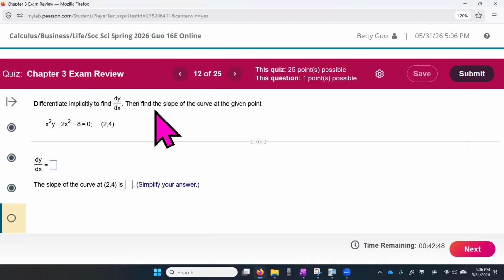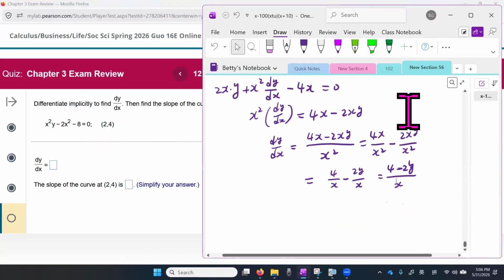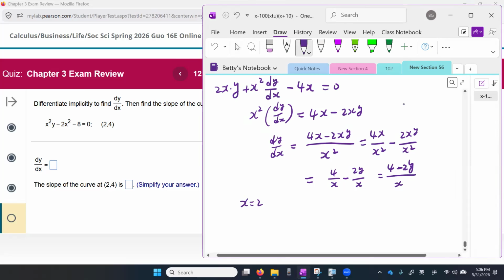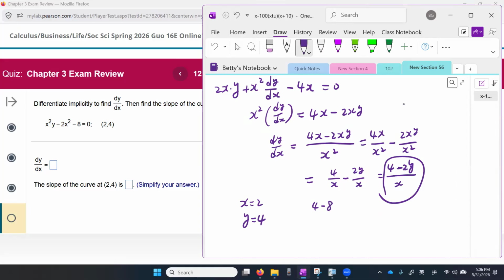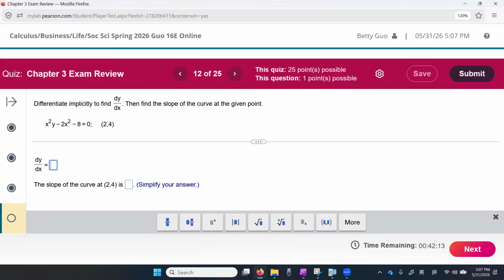So we are looking for the slope of the curve at the given point. So we need to plug in x equals 2, y equals 4. Plug in here. So we have 4 minus 2y, which is 8, over 2. 4 minus 8 is negative 4, over 2 is negative 2. Okay, slope is negative 2.